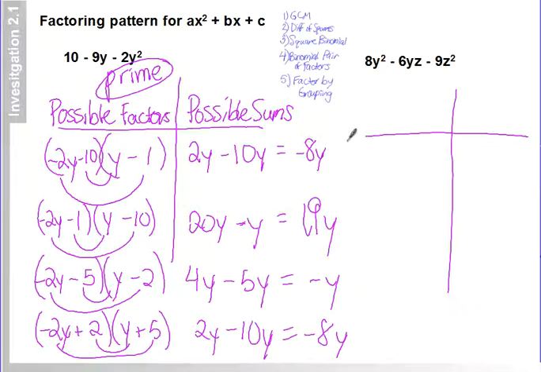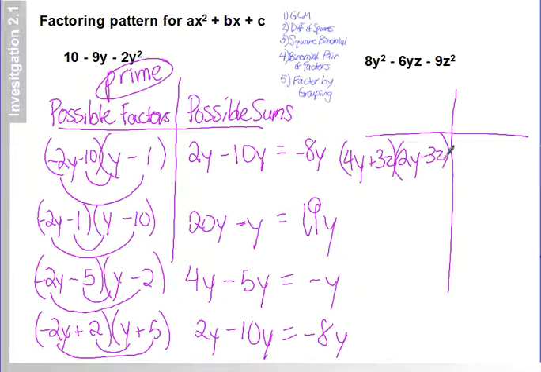Okay, so we're still doing our binomial pair of factors. So what multiplies together to get 8y squared? What possibilities do we have? Henry, give me one. 4y and 2y. There you go. And what about this negative 9z squared? What are our possibilities there? Otto. Positive 3z and negative 3z. Okay, so positive 3z and negative 3z.